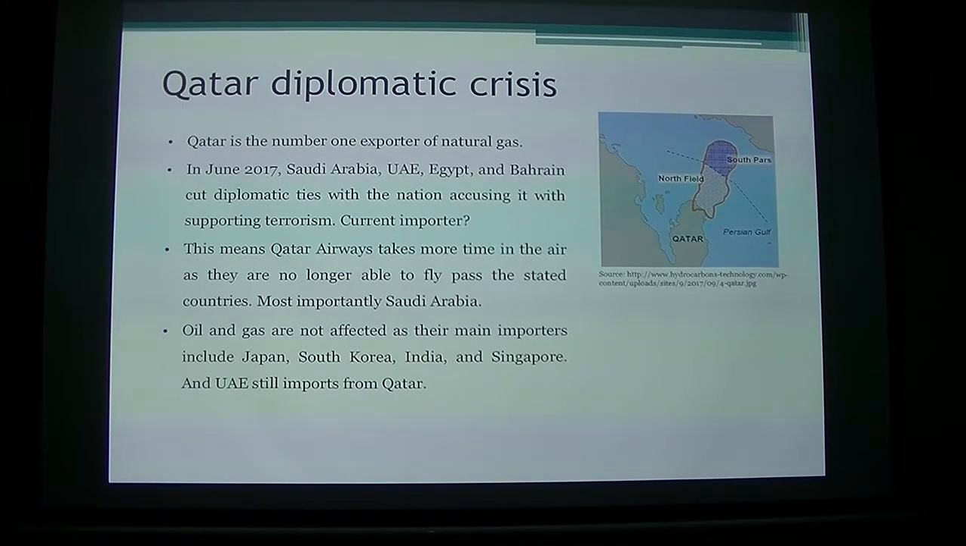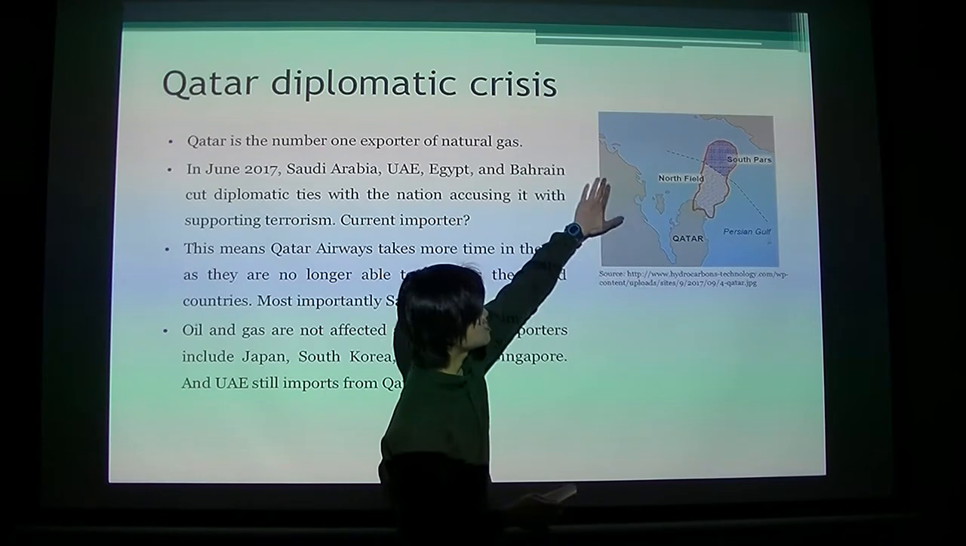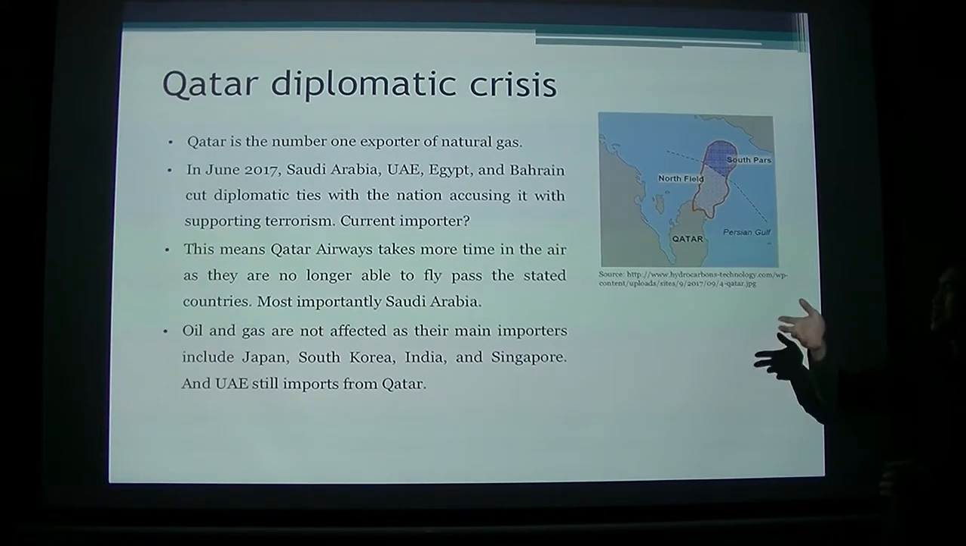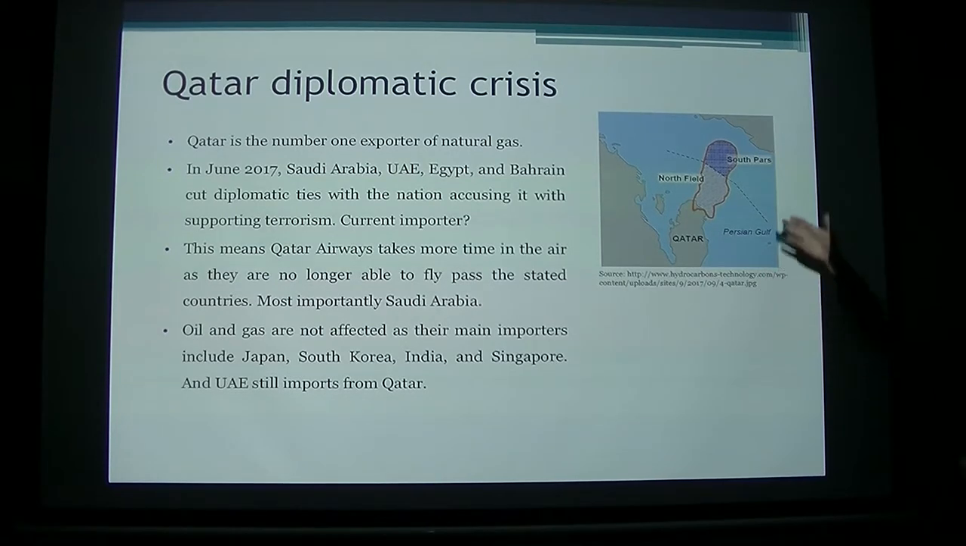Actually, Saudi Arabia is important to Qatar as they export food, such as fruits and vegetables, to Qatar. Saudi Arabia is this country, this land, so who now imports food to Qatar? It's actually Iran, which is this country. So the tensions are getting higher between Saudi Arabia and Iran, and then suddenly Qatar is joining forces in a way with Iran.